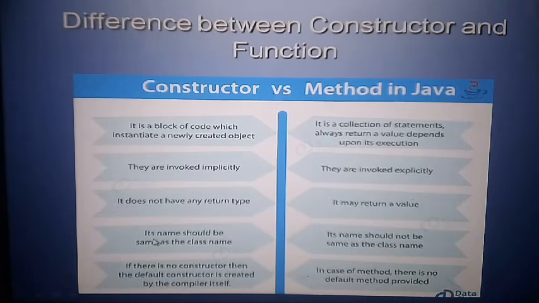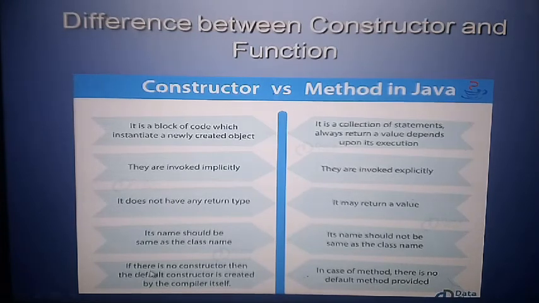And the next point, a constructor's name should be the same as the class name. So class name and constructor name are both the same. And in a function, the name should not be the same as the class name. Here is the second last most important point: class name and function name are not the same, but class name and constructor name are the same.